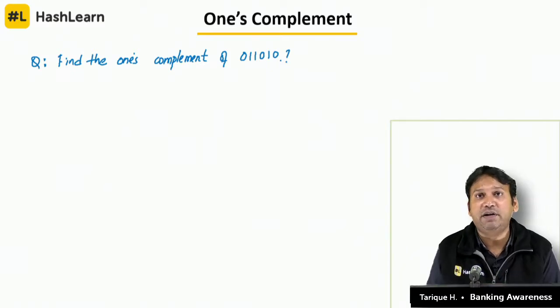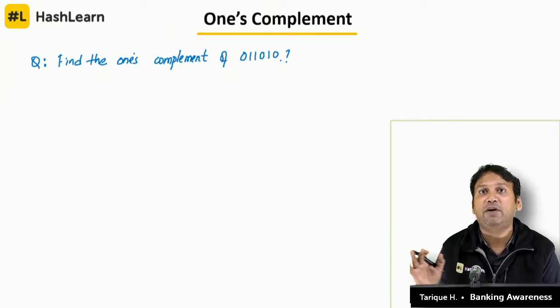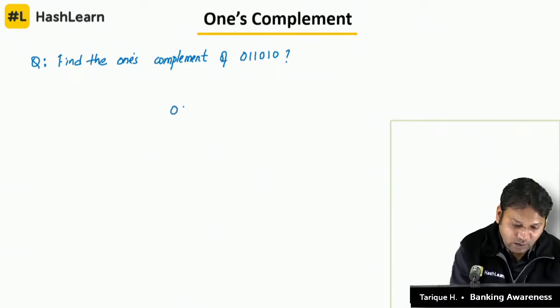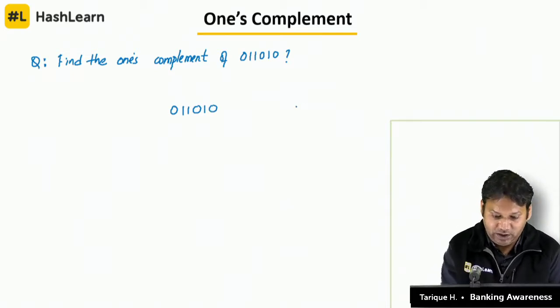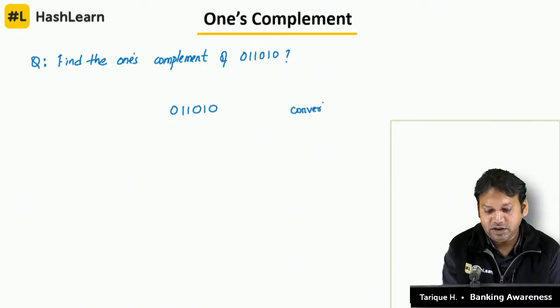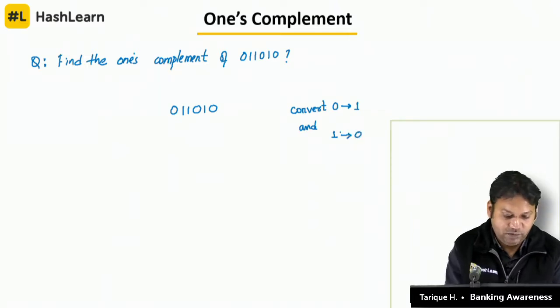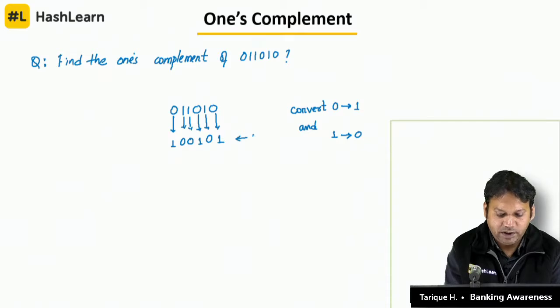Now for that you don't have to convert this into a decimal number or do anything of that sort. The easiest thing to do in this world is to find the ones complement of a number. Take this number 0 1 1 0 1 0, and what you do is convert zeros to 1 and 1 to 0. That's all. That's how you find the ones complement. So this 0 here becomes 1, this 1 becomes 0, then the next 1 becomes 0, this 0 becomes 1, this 1 becomes 0 and this 0 becomes 1. That is your ones complement.